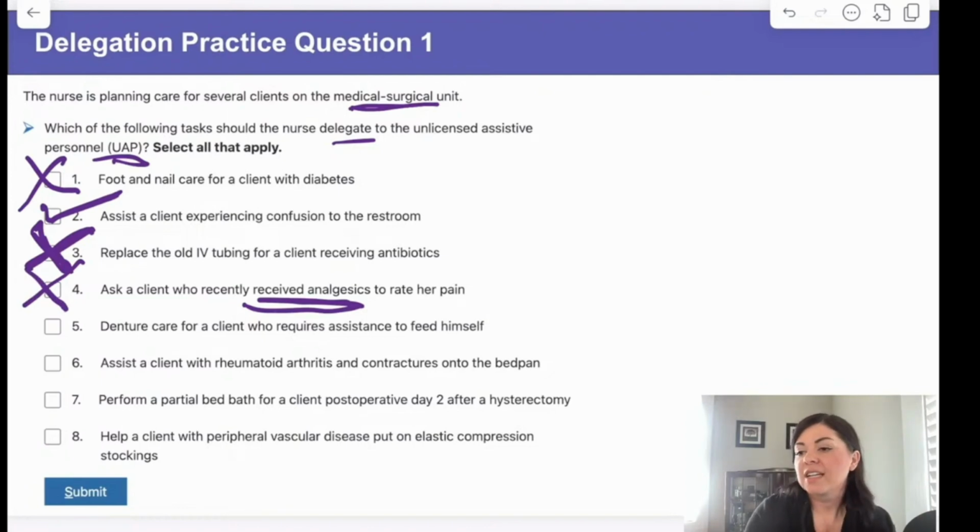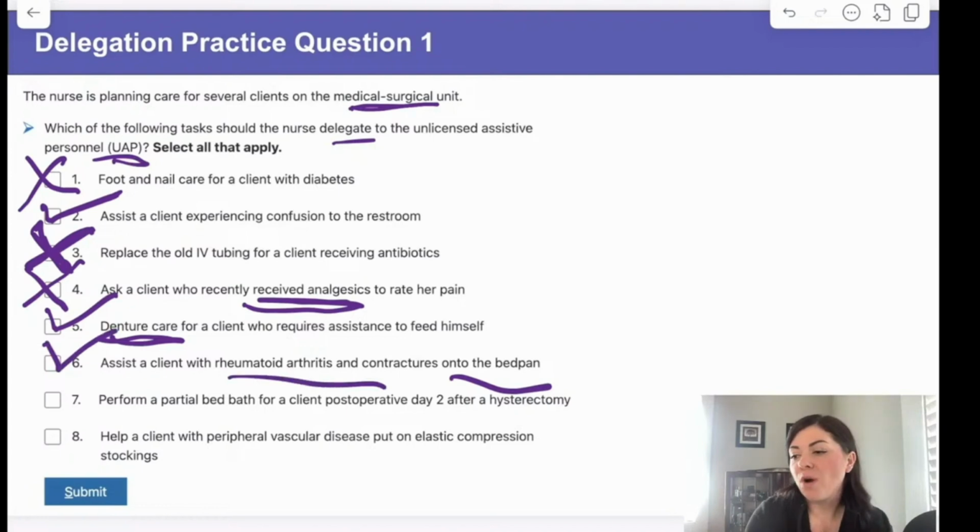Very good. So option 5, denture care for a client who requires assistance to feed himself. What do we think? Denture care is just going to be a routine task, oral care. And once again, this is where you could get yourself in trouble and say, oh, well, if they need assistance to feed themselves, maybe they're at risk for swallowing issues. Don't do that. It doesn't say anything about that. They seem stable. So I agree with you guys. We can delegate that. And option 6, assist a client with rheumatoid arthritis and contractures onto the bedpan. Once again, routine task, stable client. I agree with all you guys.